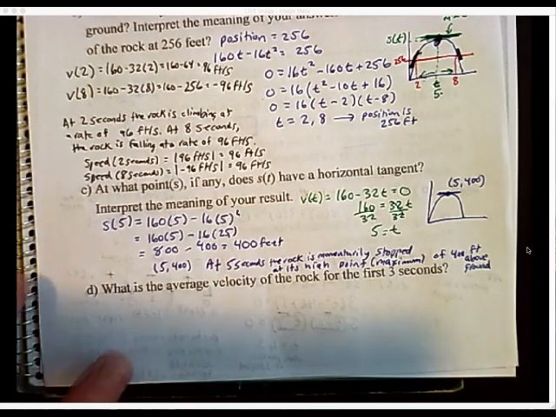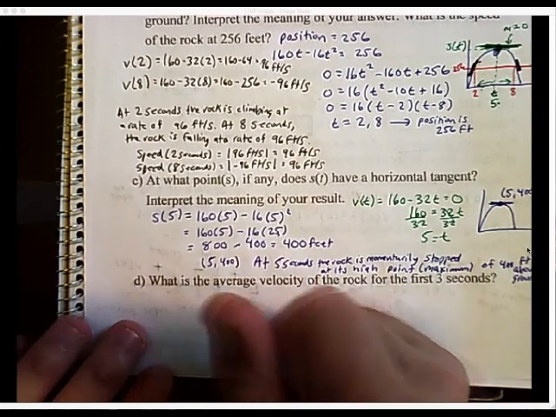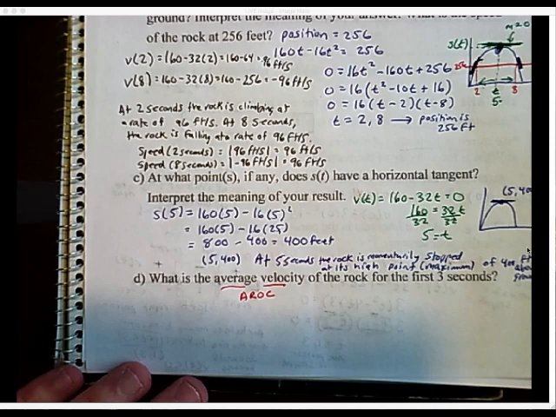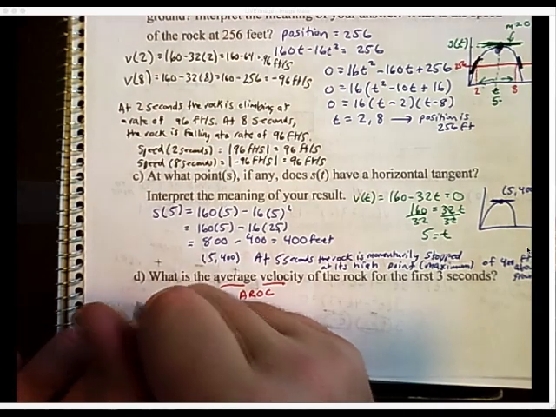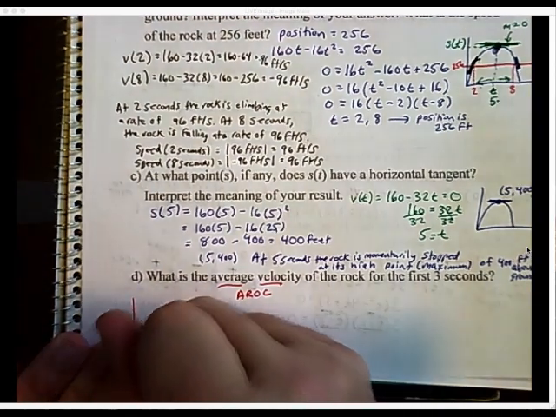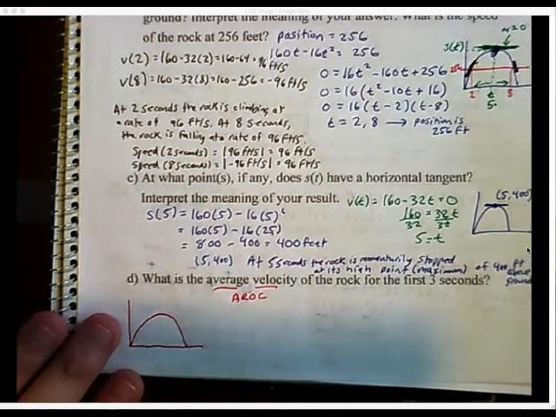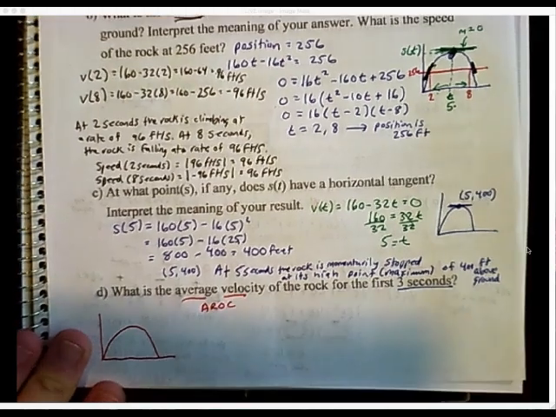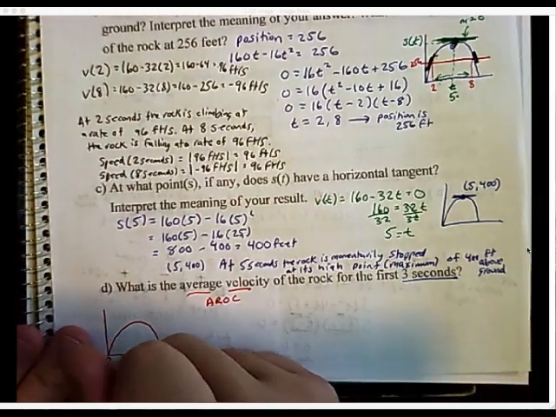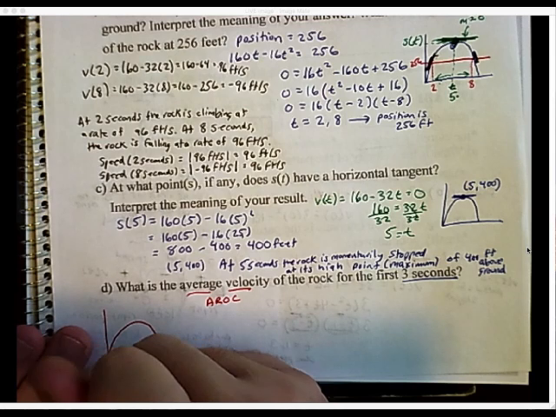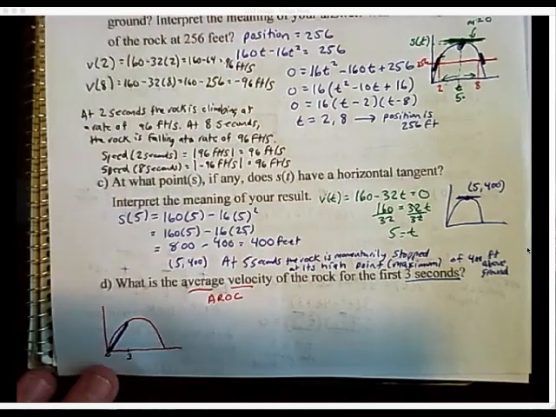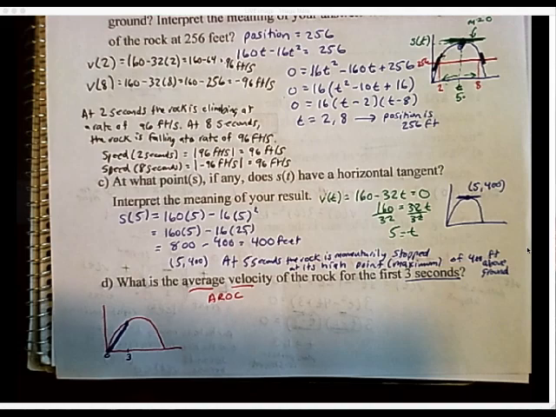Okay. And part D, it says what's the average velocity? This would mean average rate of change. Okay. So if you go back to your position function, here was your position function. I want to know what the average velocity is over the first 3 seconds. So if this is time 0 and this is time 3, I want to know what the slope of the secant line is.